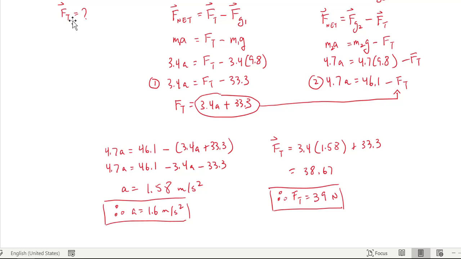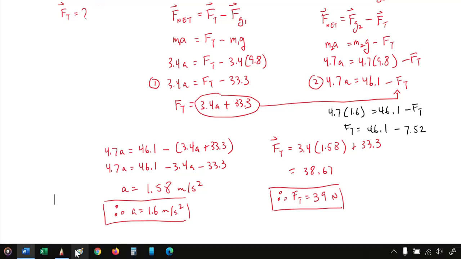And then I'm done. Now, if I did it correctly, I could sub A into here, and I should get the exact same answer. So we can just test it out. Let me just see if it works. So you do 4.7 times 1.6, 46.1 minus Ft. So that means that Ft equals 46.1 minus 7.52, 38.58, or roughly 39 newtons. Okay, so you get the same number.